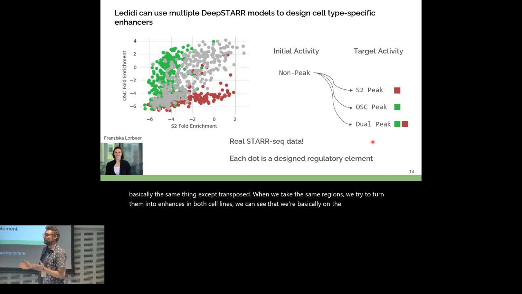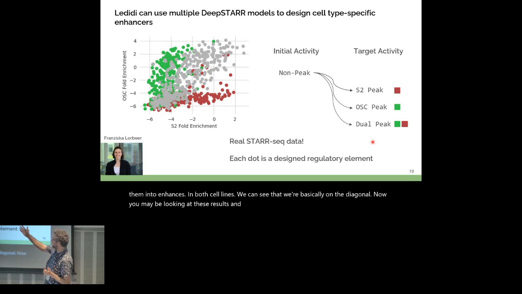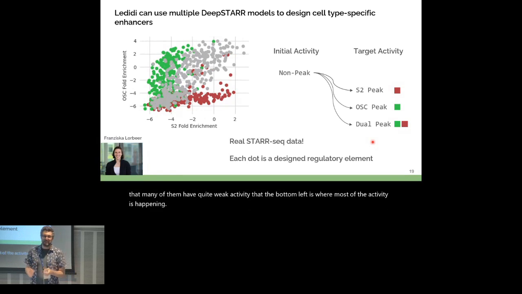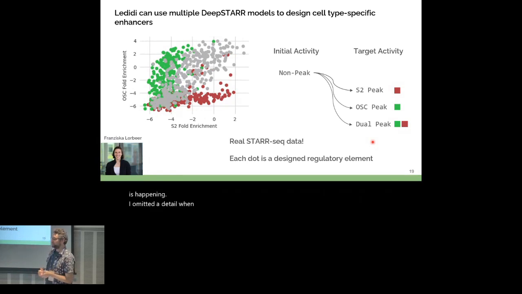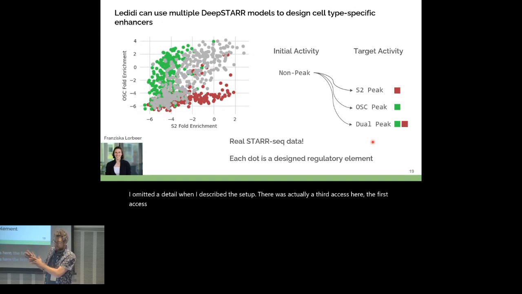Now, you may be looking at these results and saying, Jacob, that's not very impressive. You can see that many of them have quite weak activity, that the bottom left is where most of the activity is happening. I omitted a detail when I described this setup. There's actually a third axis here. The first axis is the initial regions that we chose. The second axis is the cell line that we want activity to be in. And the third axis is the strength of that activity. So we are intentionally trying to design a spectrum of enhancer activities.